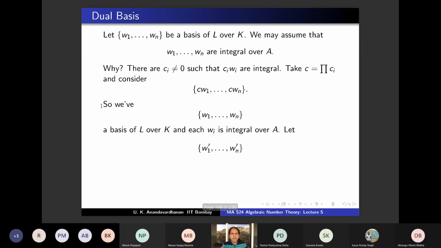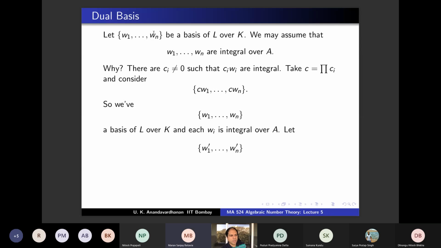Okay, now we are going to take a dual basis under the trace bilinear form. W1 to Wn was any basis, not a dual basis. I was under the impression that W1 to Wn were taken as a dual basis, but that is not the case. Dual basis makes sense only if you start with a basis. Otherwise, there is no dual basis.